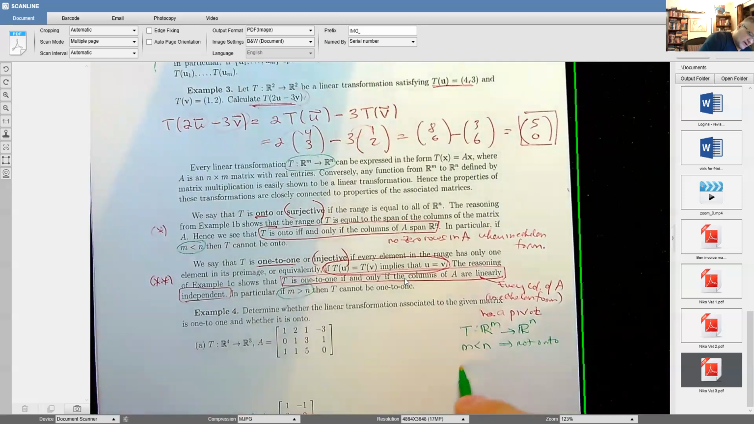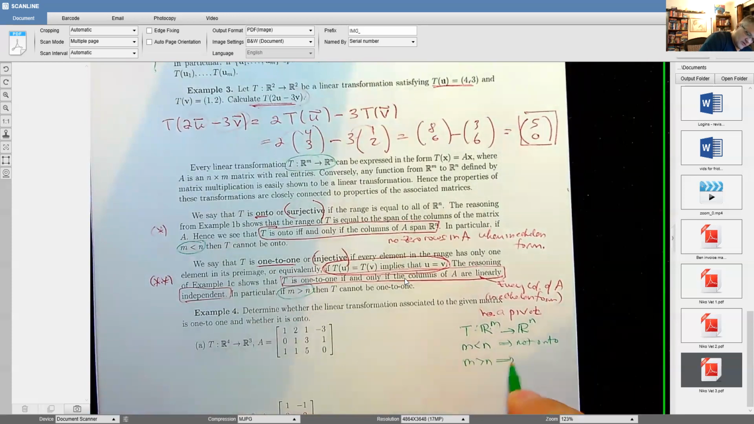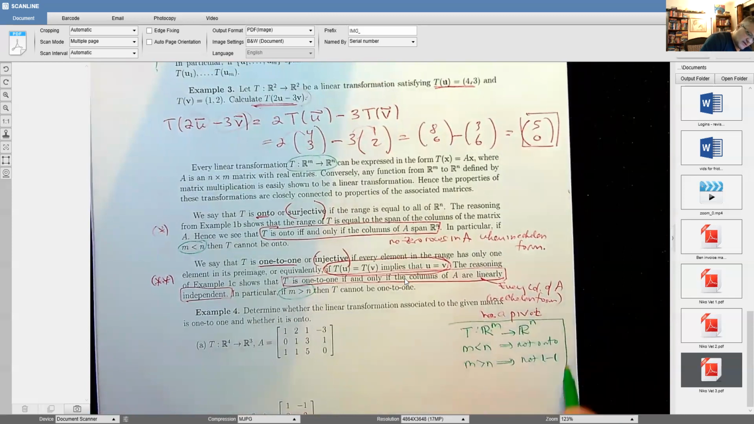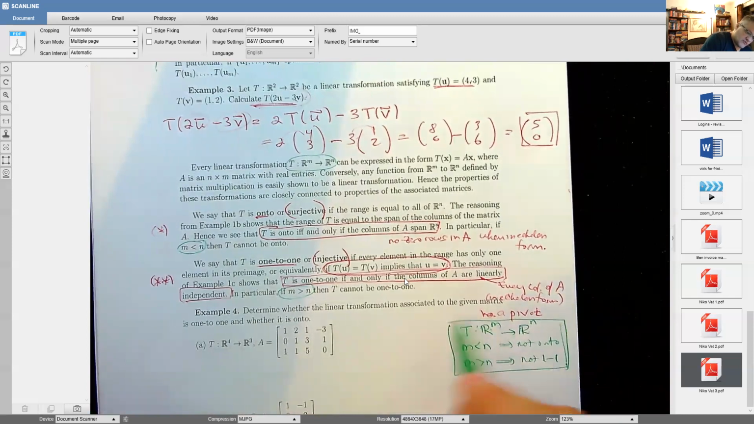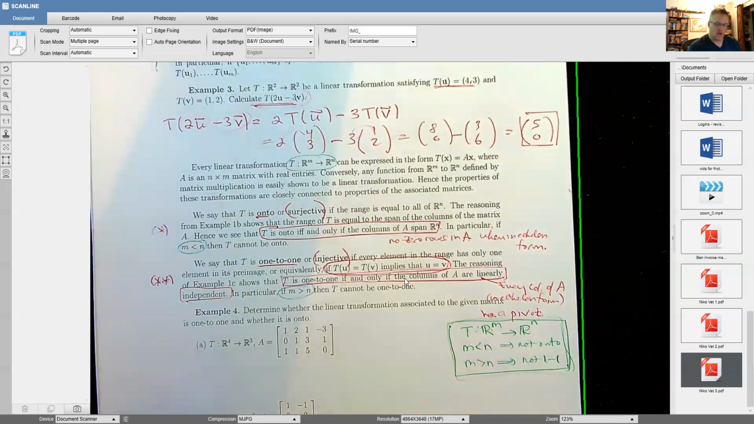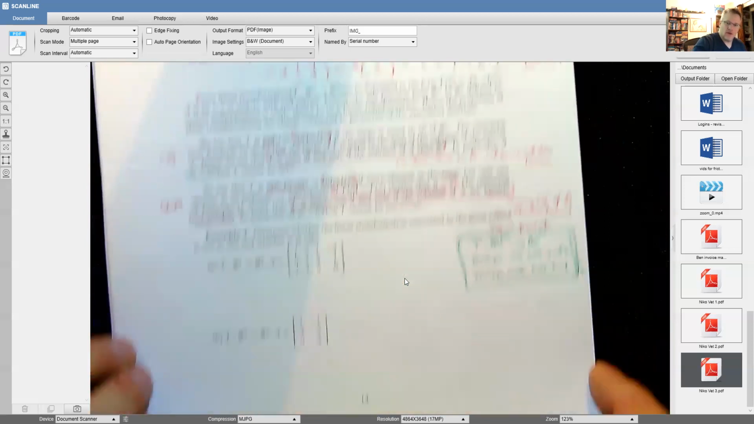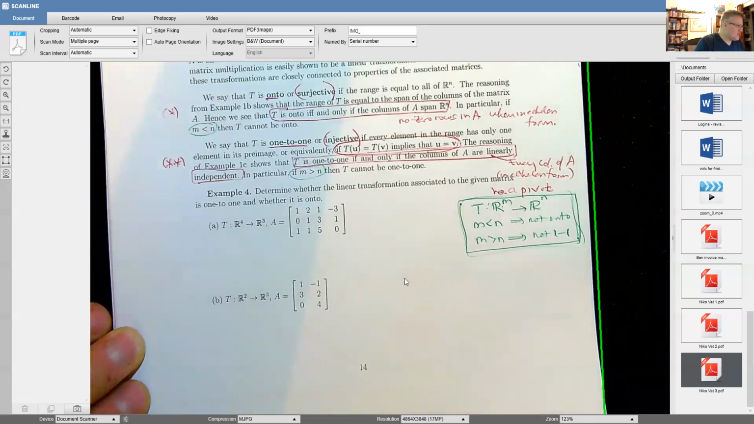And then likewise here, if it's the reverse, it can't be 1 to 1. All right, so that's just a sufficient condition for it not being onto or 1 to 1. Okay, but that's all it is. It doesn't tell you anything about when it is. All right, let's look at these guys.